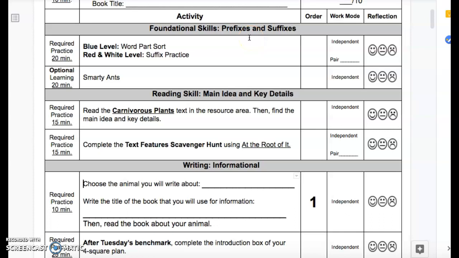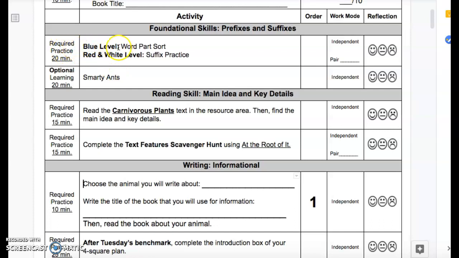The next section is your foundational skills. We are going to continue working on prefixes and suffixes. There's a required practice and a required learning. The learning is optional though, so you do not need to do this until your entire activity list is finished. You have just this required practice.